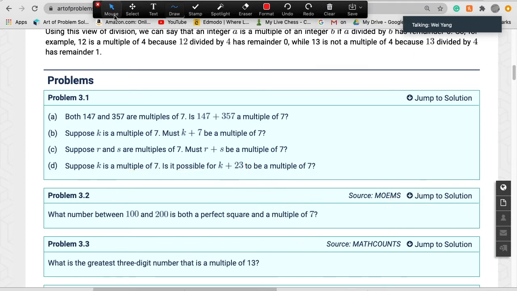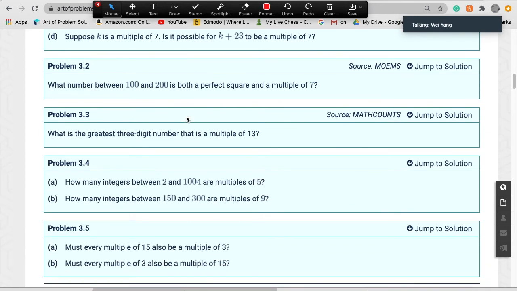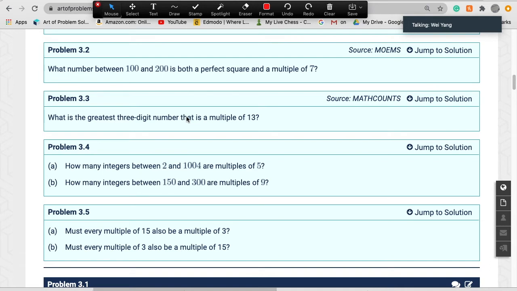Okay, so now let's go to the next example, 3.2. What number between 100 and 200 is both a perfect square and a multiple of 7? Everybody do this. I have to make a list of the multiples. I mean the perfect squares. Yeah, you can do that. This is hard. It's a perfect square number, and also it's a multiple of 7.